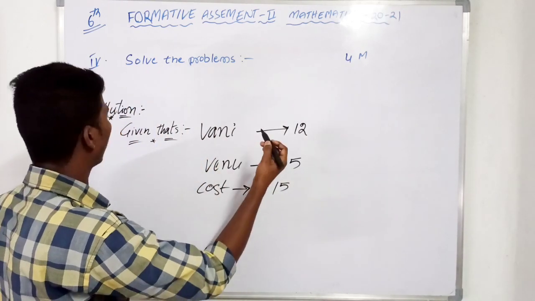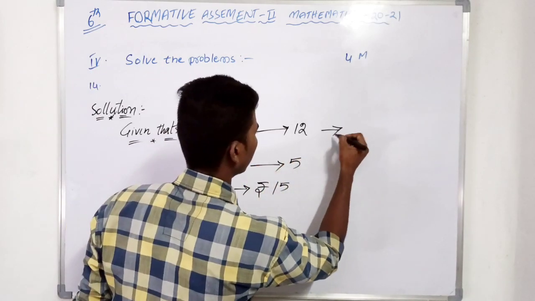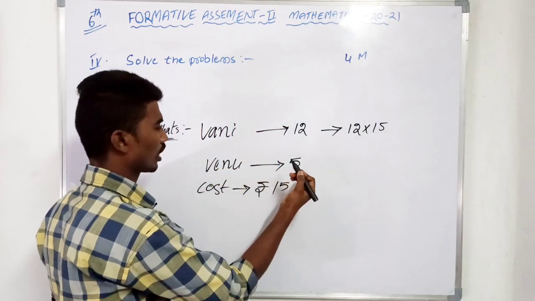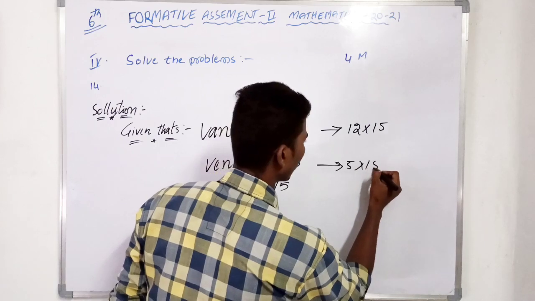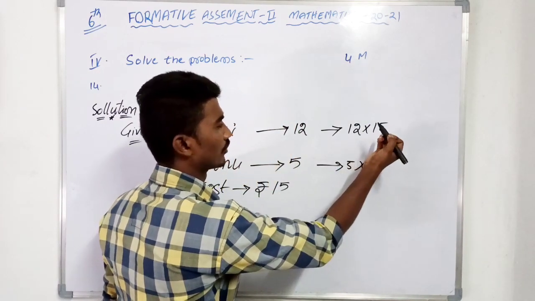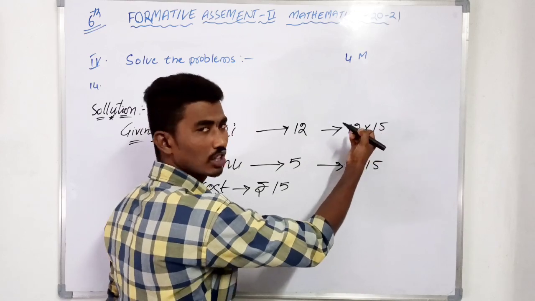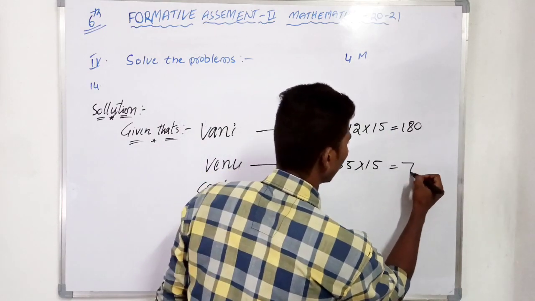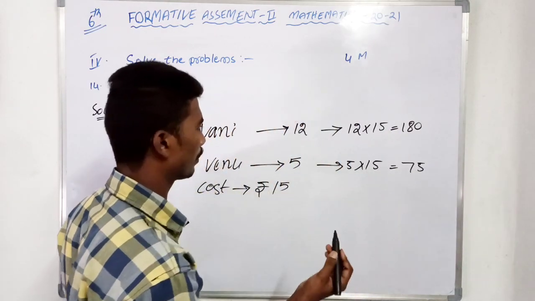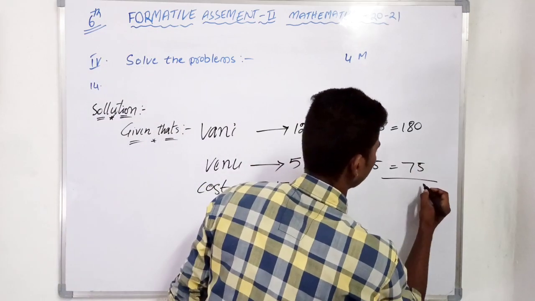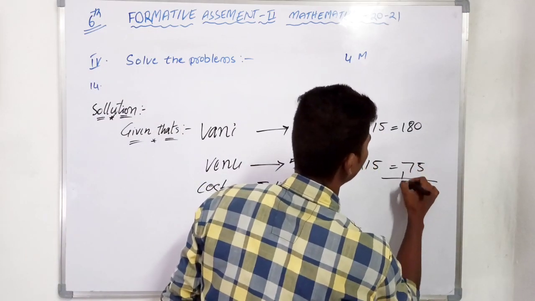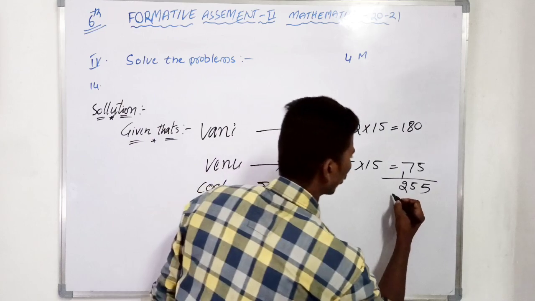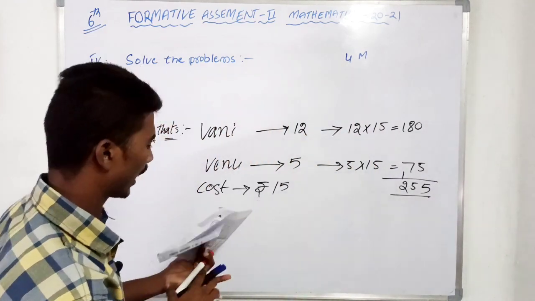The money paid by Vani is 12 notebooks at 15 rupees each, and Venu paid for 5 notebooks at 15 rupees each. 15 times 12: 15 tens is 150 and 15 twos is 30, total 180. Next, 15 fives is 75. Total: 0 plus 5 is 5, 8 plus 7 is 15, and 1 plus 1 is 2, so 255. Listen, the amount they have to pay the shopkeeper is 255.